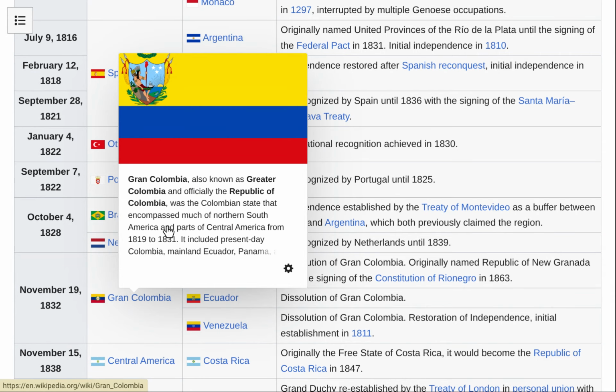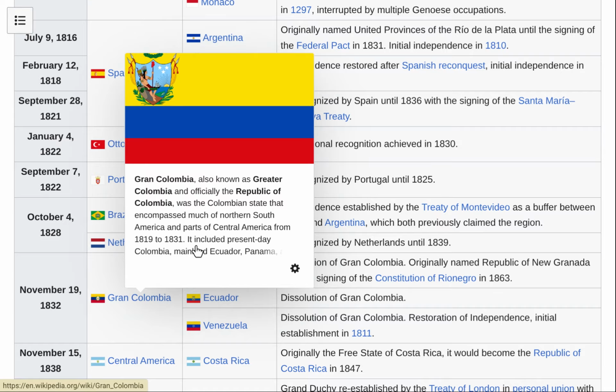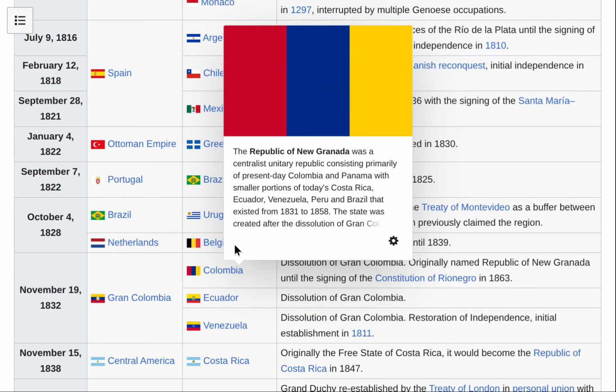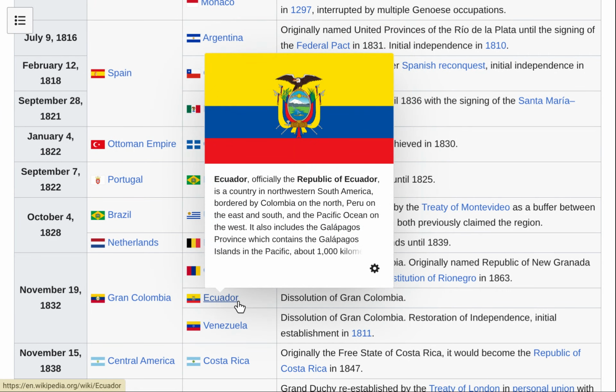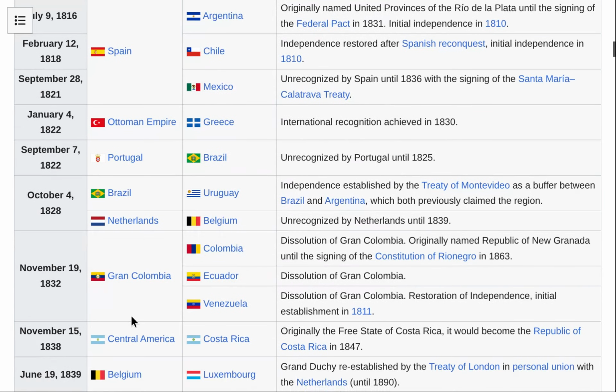Colombia, also known as Greater Colombia, and officially the Republic of Colombia, was a Colombian state that encompassed much of North and South America, and parts of Central America from 1819 to 1831. Interesting. Also, it includes present-day Colombia, mainland Ecuador, Panama. So we have Colombia. That's not the flag of Colombia. That's Ecuador and Venezuela. So they were all in an empire called Gran Colombia.